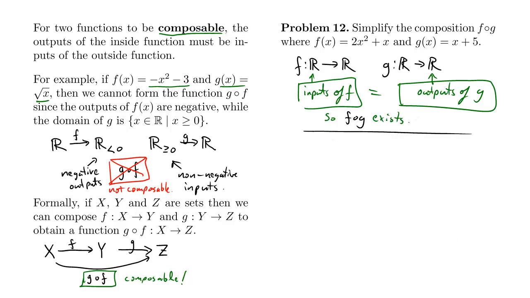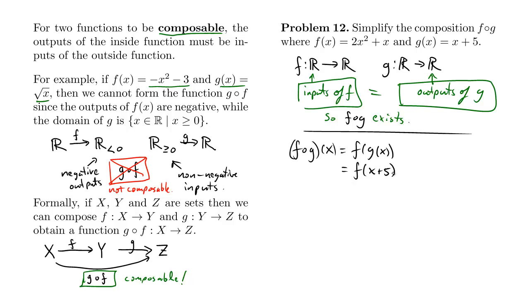F composed with G, evaluated at x, is f of g of x. Since g of x is x plus 5, this gives us f of x plus 5. Before we go on, let's pause and think about the geometry of what just happened. We composed f with g to get f of x plus 5.